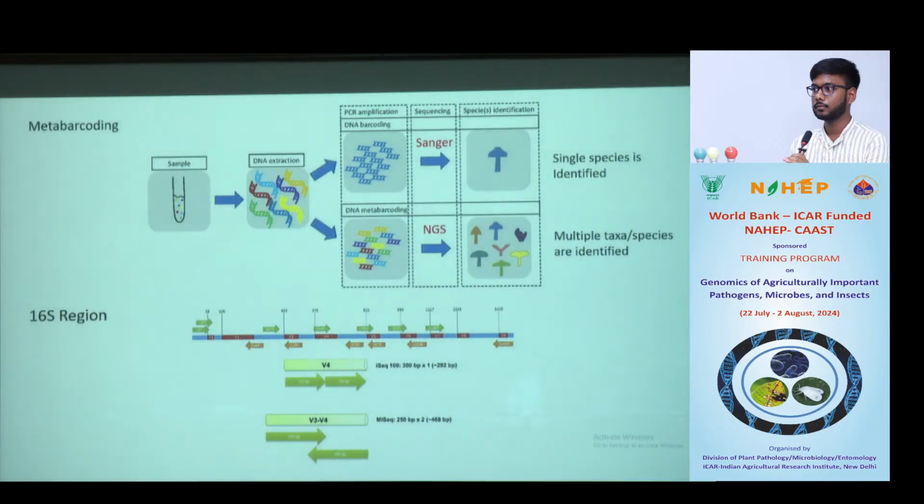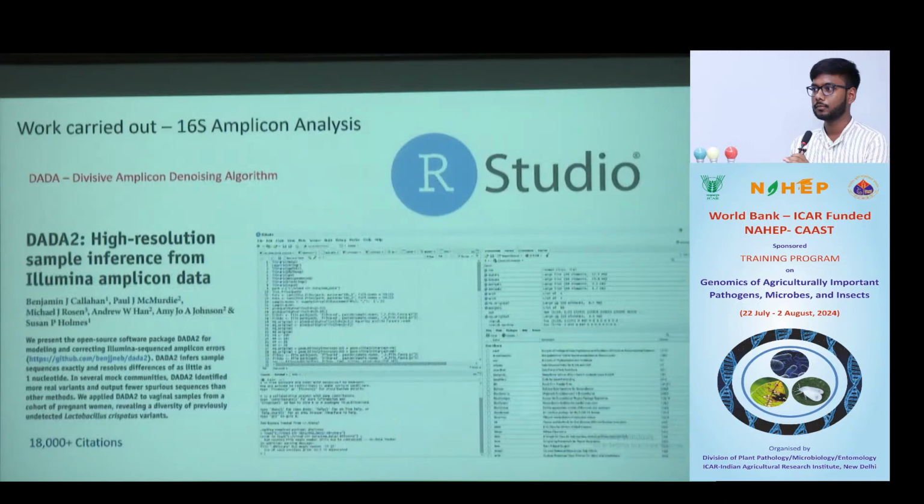V1 to V9. These variable regions have distinguishing features which will help in the identification of different organisms. For Illumina sequencing, we use the V3, V4 region, that is variable region 3 and variable region 4 of the bacteria. It is sequenced using the Illumina platform, and this sequence is analyzed to infer what species are present in that particular sample.